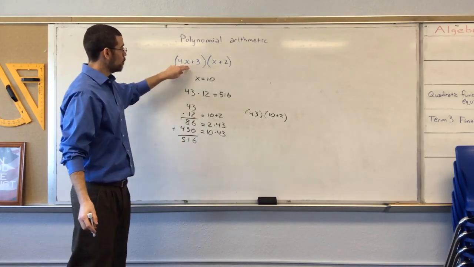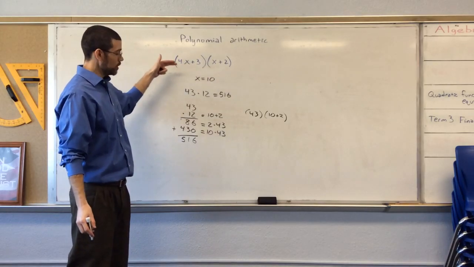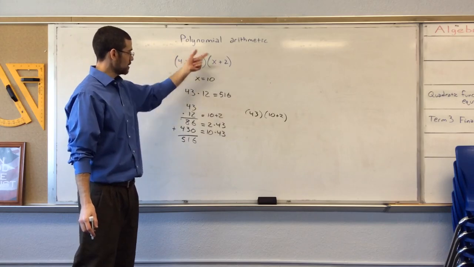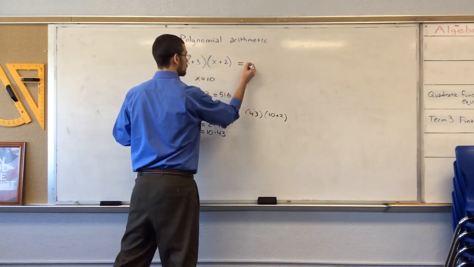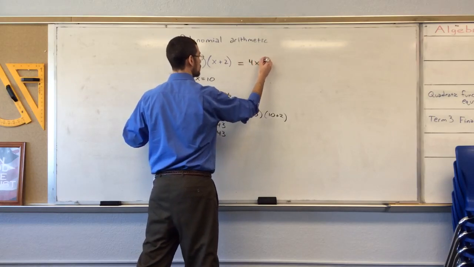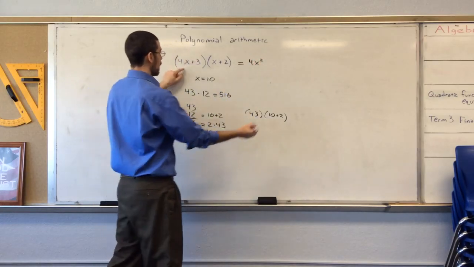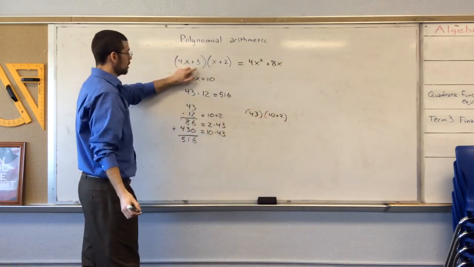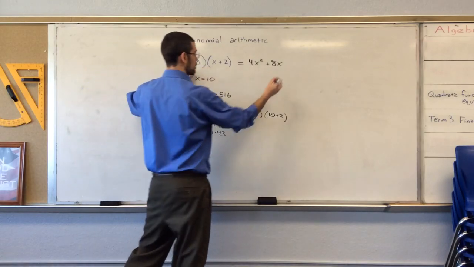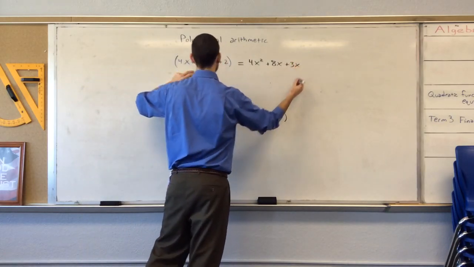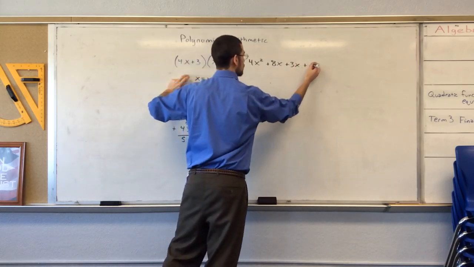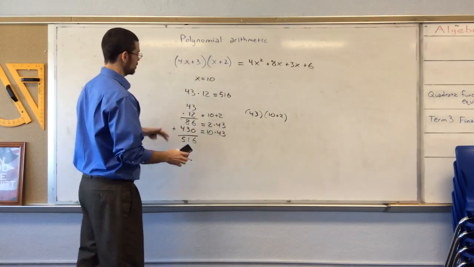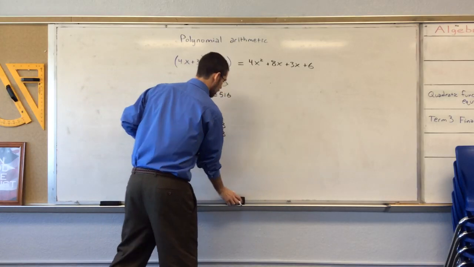Now, back to our original polynomial. We can do this in exactly the same way as we did that one. It's 4x times x, which is 4x squared, and 4x times 2 is 8x. Then 3 times x is 3x, and 3 times 2 is 6. Okay, that's how we showed you in the last video, but let's see what happens if we do it in this same way that we did here.